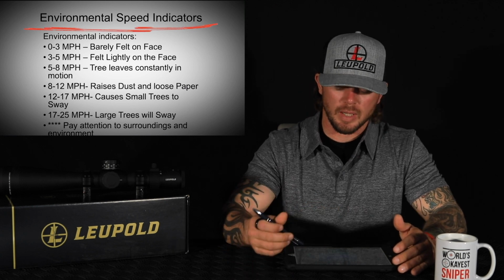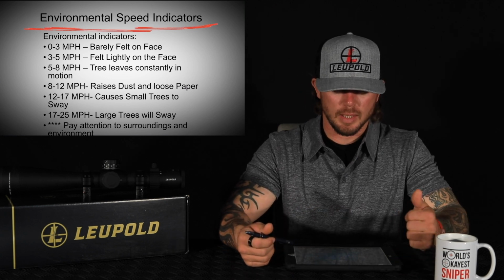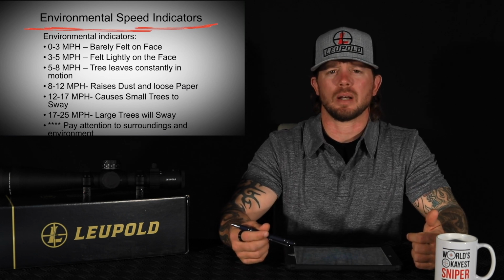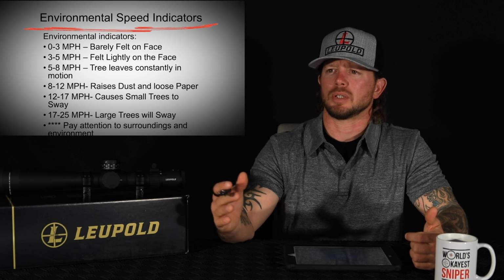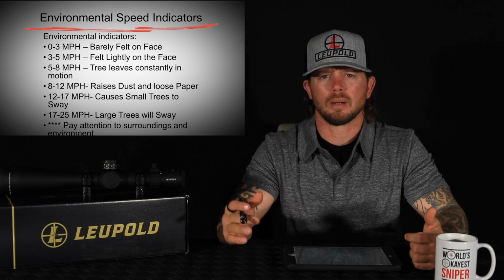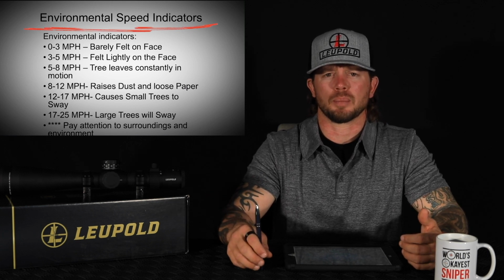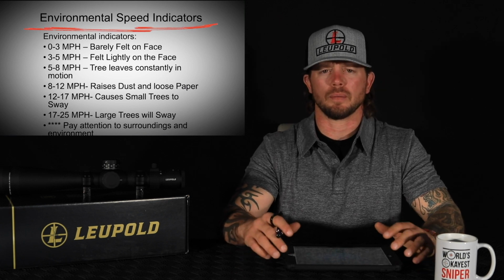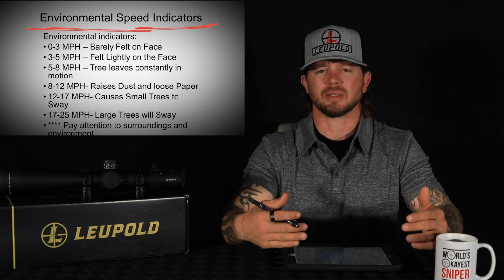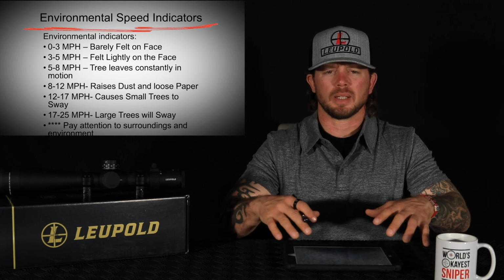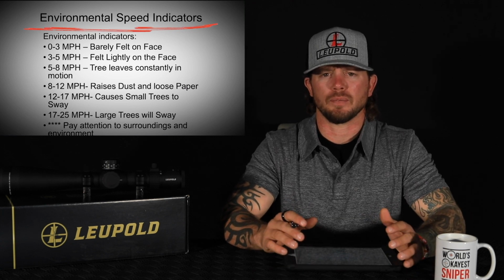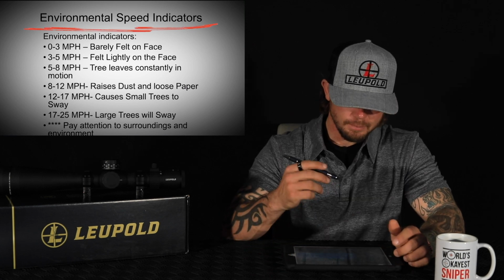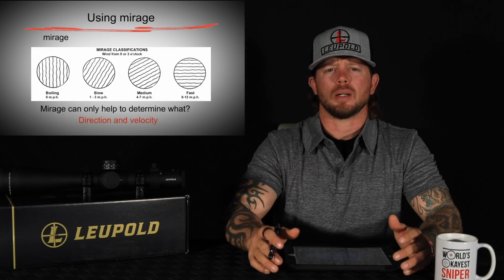So you look at these environmental speed indicators such as tree leaves in constant motion. That's a pretty common one, 5 to 8 miles an hour. You can instantly know by just the tree leaves blowing that you have a 5 to 8 mile per hour wind. Right, small tree swaying, large tree swaying. So all of these factors, right? And these are pretty consistent, but then you want to make some small adjustments depending on your environment and what the normal is, right? Now moving on, we have Mirage.